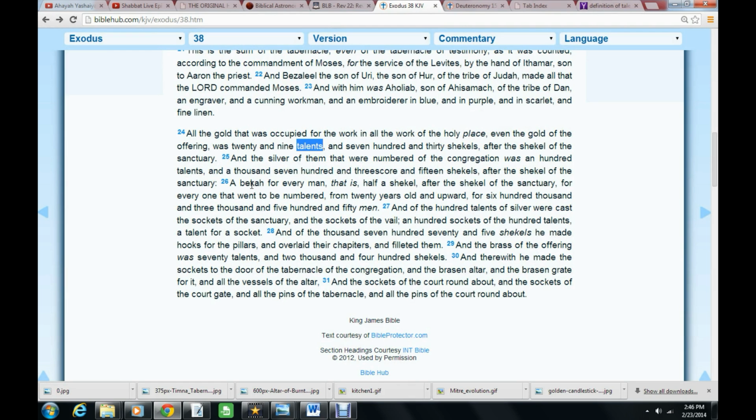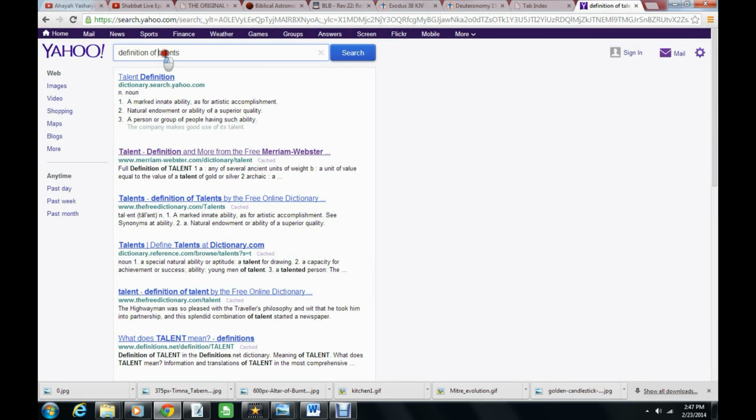So that would be 1,703 scores. And 15 shekels after the shekel of the sanctuary. A bekah for every man, that is half a shekel after the shekel of the sanctuary. So let's see what a bekah is real quick. These are important for us to know.